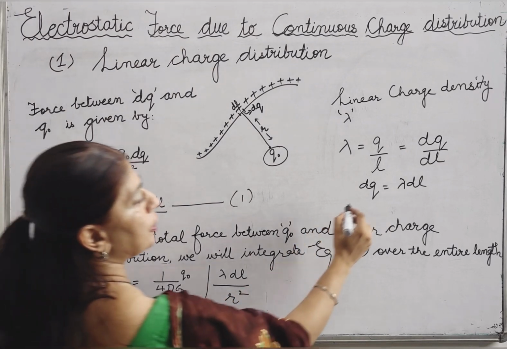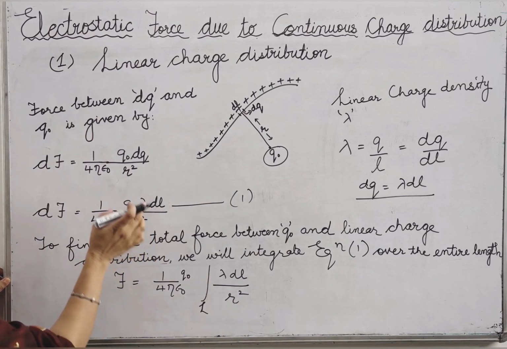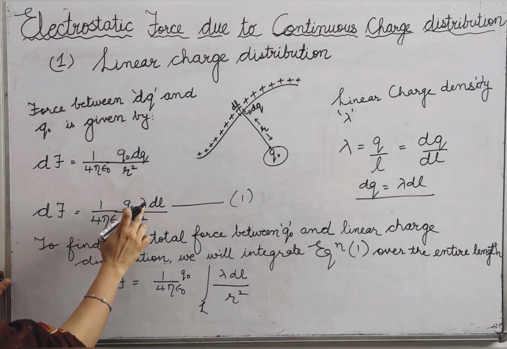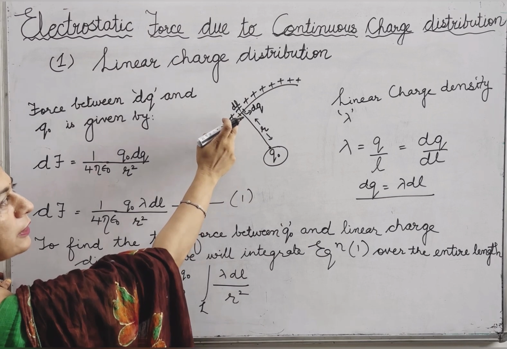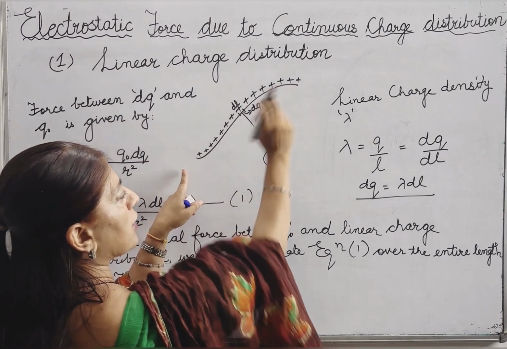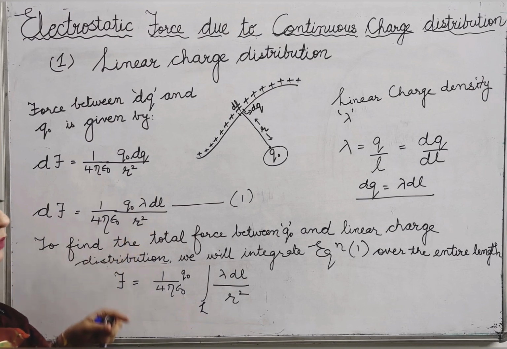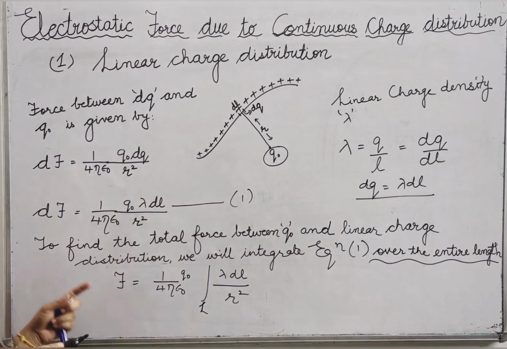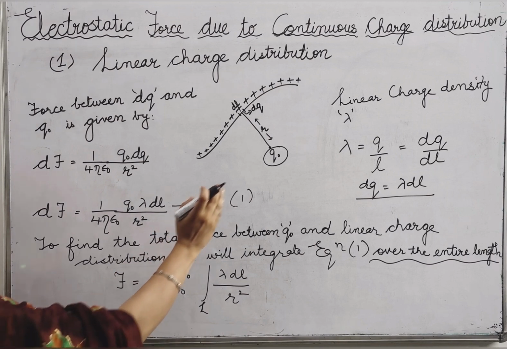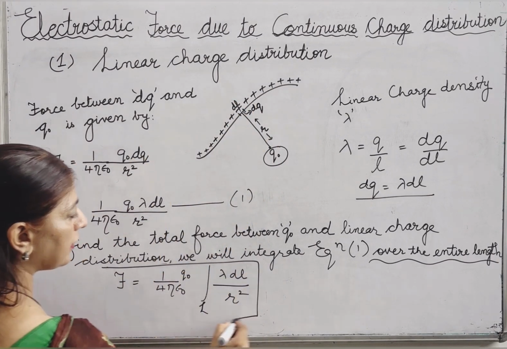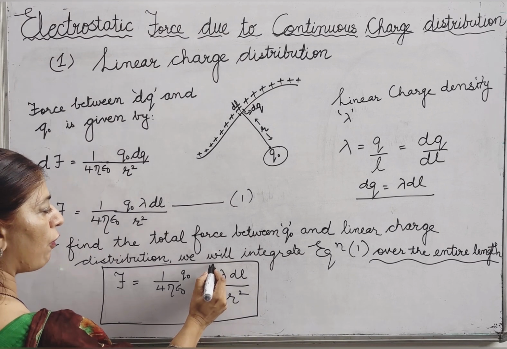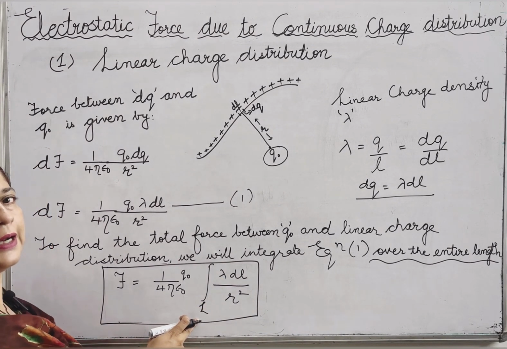Now we will replace dq by linear charge density times dl in the above equation, and we will get the force dF equal to 1 by 4 pi epsilon naught, q naught lambda dl by r square, where r is the distance between the small element and q naught. To find the total force for the whole charge distribution, we will integrate over the entire length L. So we get the total force experienced by q naught because of this linear charge distribution: F is equal to 1 by 4 pi epsilon naught, q naught, integration of lambda dl over r square for the entire length L.